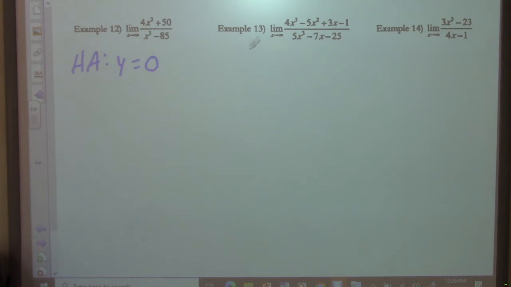Okay, this is example 13. Do we have a horizontal asymptote here for 13? 4 and 5. Yep. So we have a horizontal asymptote of y equals 4/5. Okay, how did you get that? It's the coefficients, right?